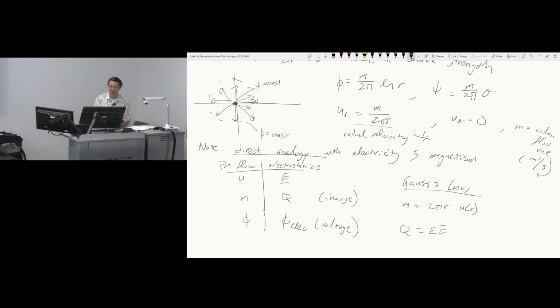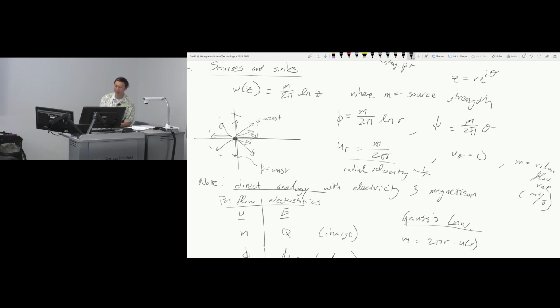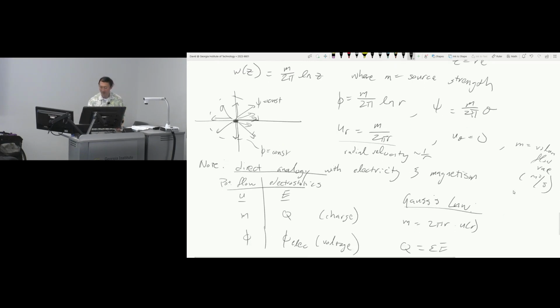Yeah, that's exactly right. A sink is the same equation, except M is negative. M is negative for sinks, because imagine the flow just changing direction. Okay, good questions.